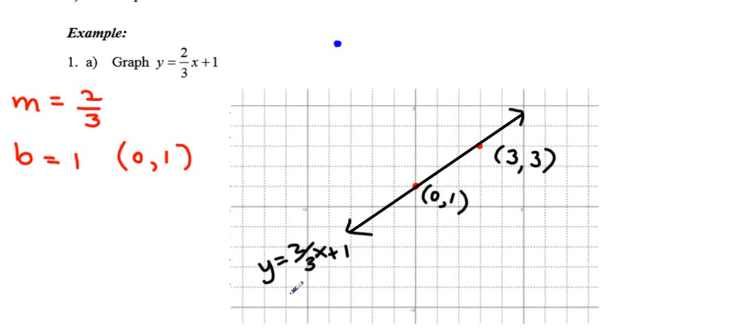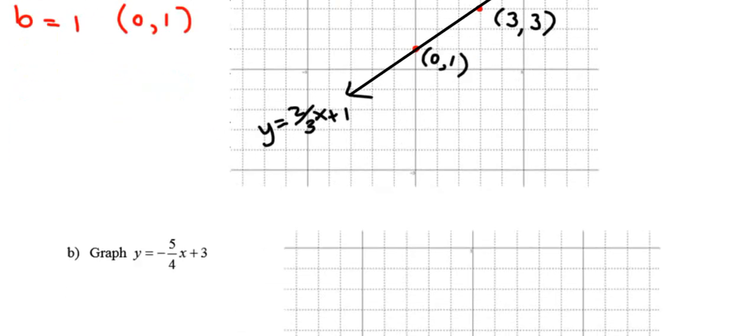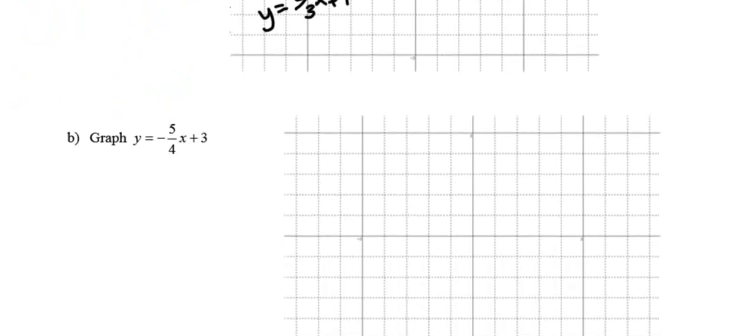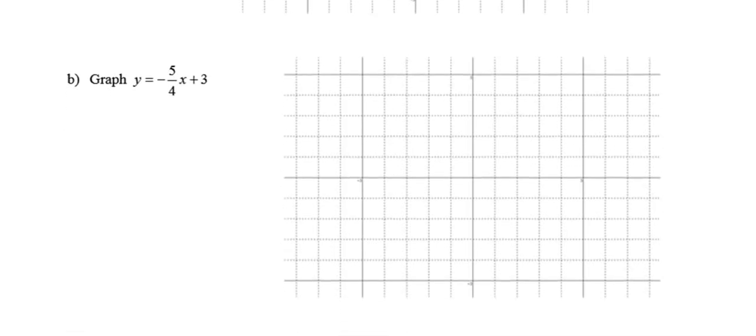Okay, so how do we do it? We plot the y-intercept, we apply the rise and the run, we join our points, arrows, 2 points, and the equation. That's full marks. All right, let's let you give it a try. Okay, so I want you now to pause the video and try to graph y equals negative 5/4 x plus 3. Feel free to rewind the video anytime you need to go back to see how I was doing it.